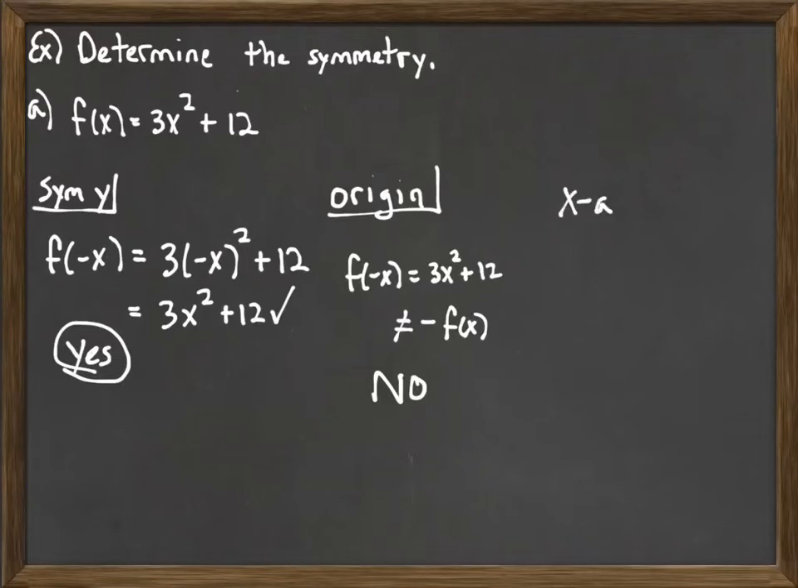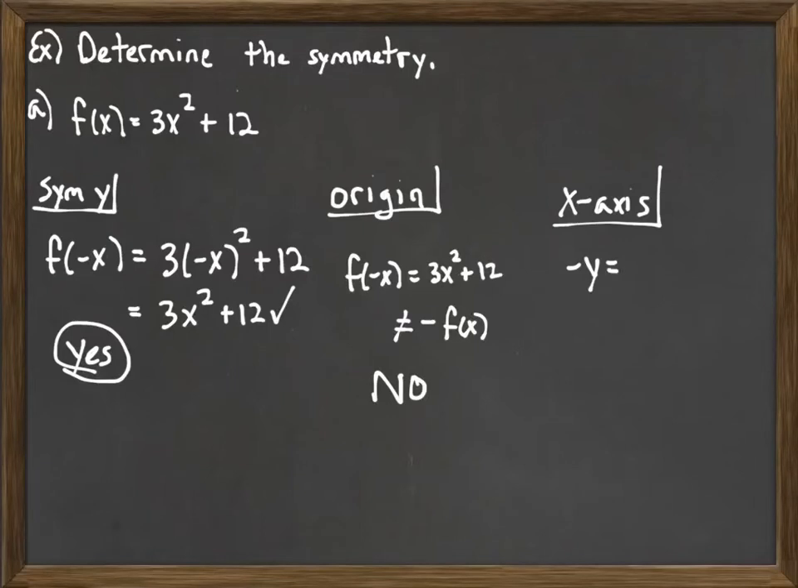The last one is symmetry about the x. Now we don't have a function test for something being symmetric about the x. If you look back to the notes, it's not a function. If you have symmetry about the x, you have given x's corresponding to multiple y's, and that just doesn't happen. So we don't have that.